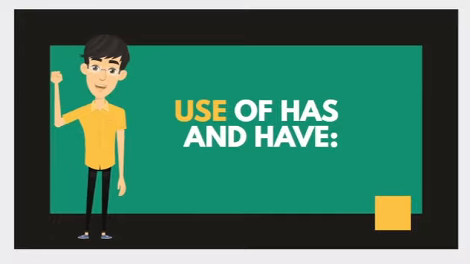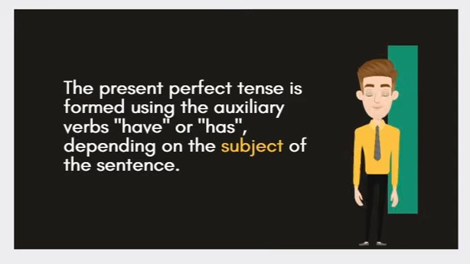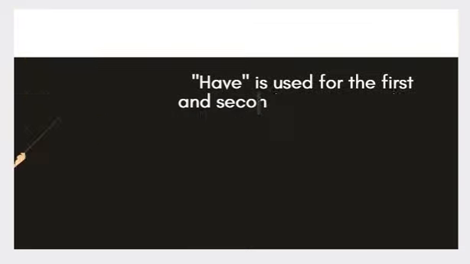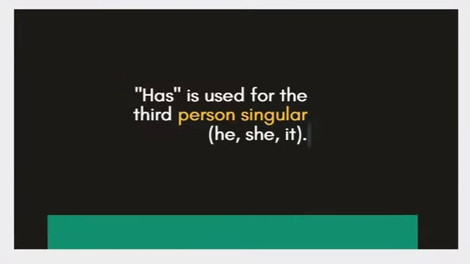Use of has and have. The present perfect tense is formed using the auxiliary verbs have or has, depending on the subject of the sentence. Have is used for the first and second person singular, I, you, and plural, we, they, as well as the third person plural, they. Has is used for the third person singular, he, she, it.